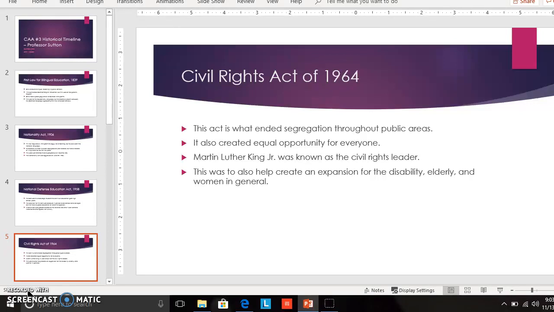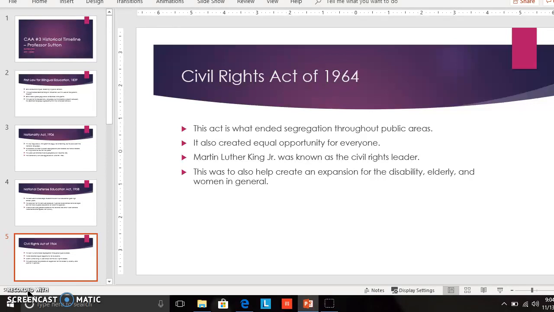This one also did create equal opportunity for everyone, so it wasn't just one-sided, it was two-sided. Other people had an option of doing what they wanted to do during this time throughout the schools, especially women. They had a bigger advantage than what they were used to. Martin Luther King Jr. was also known as the civil rights leader during this time. He was doing a lot of things for this part.